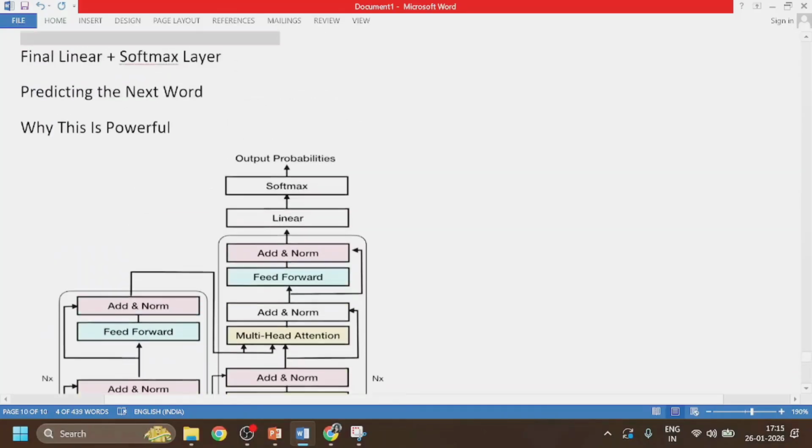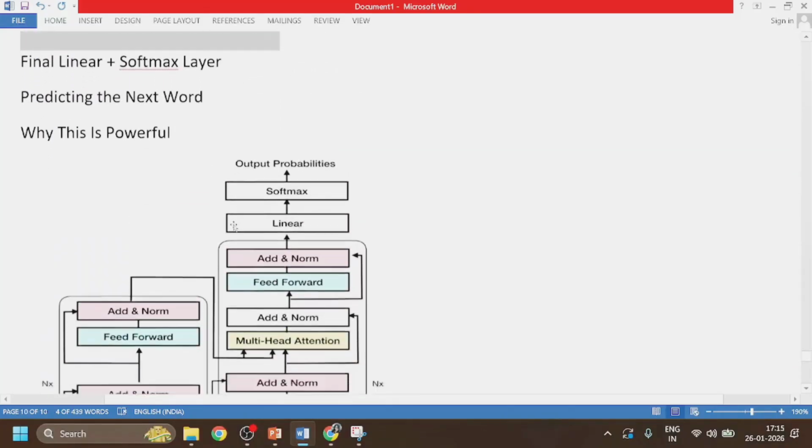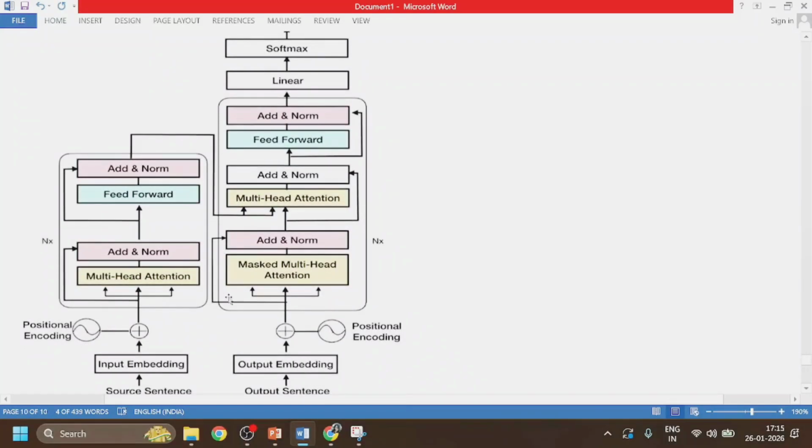Okay, so why is this powerful? This design allows the model to generate text. It works for translation, chat, summarization, and many more. This is the core of GPT-like models.